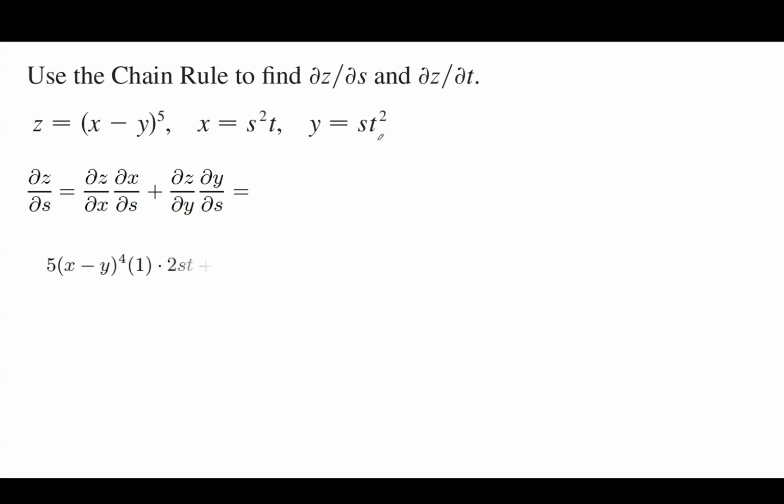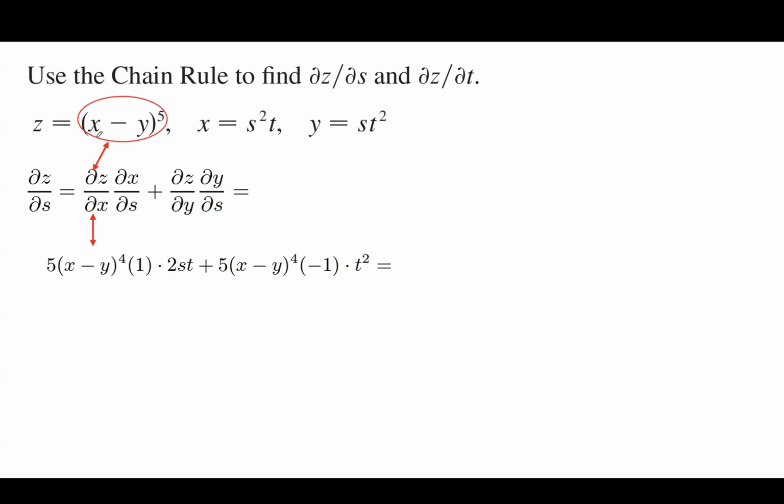So let us begin. This becomes 5 times (x minus y) to the power 4 times 1 times 2st, plus 5 times (x minus y) to the power 4 times negative 1 times t squared. So where do they come from? This is your z in x and y. The partial derivative of z with respect to x, since it has an exponent, you're going to take this exponent and write it in front of (x minus y) to the power 5 minus 1, which is 4. And then you're going to apply the chain rule here.